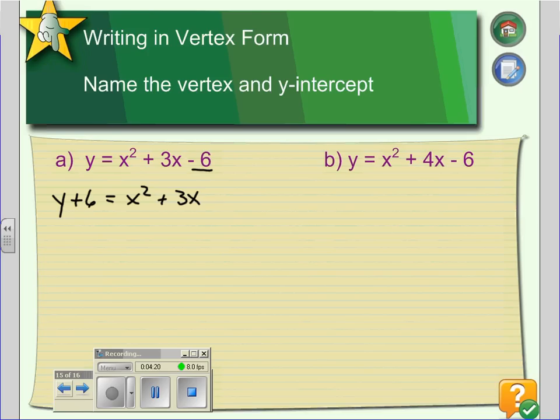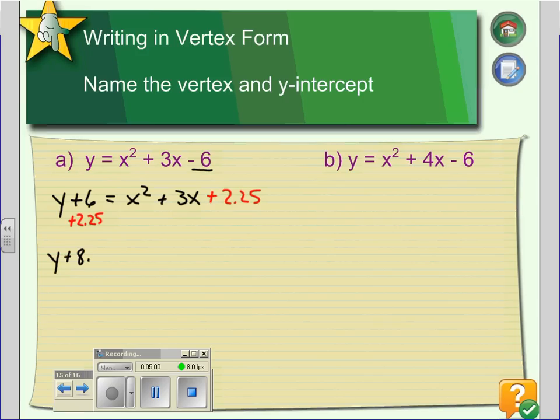Okay, now we're going to complete the square. So we're going to take half of 3. Half of 3 is 1.5, and we square that. So we're looking at 3 halves squared, which is 9/4 or 2.25. Okay, since we add 2.25 on the right, we have to remember to add 2.25 on the left. Okay, now that we have completed the square, we can write our equation in factored form.